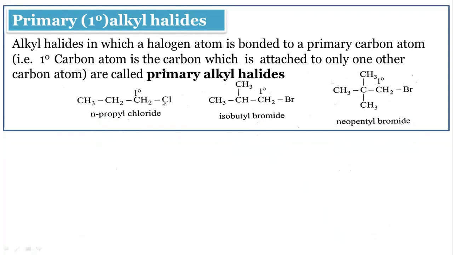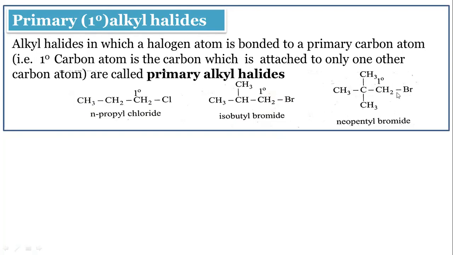When the halogen is attached to the primary carbon atom. Now, primary carbon atom means what? The carbon atom which is attached to only one carbon atom is called a primary carbon atom. So this carbon is attached to only one carbon; that's why it is primary. This carbon is also primary because it is attached to only one carbon here. And this carbon is also attached to only one carbon.